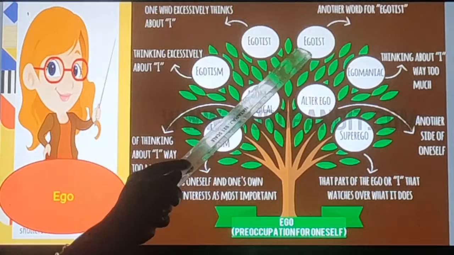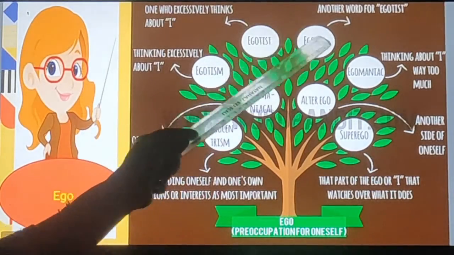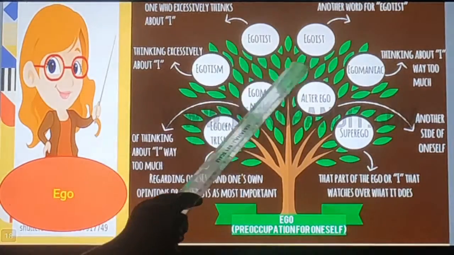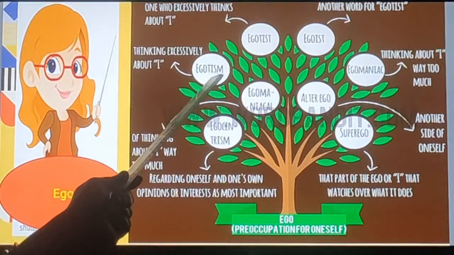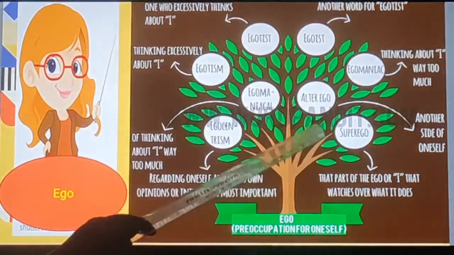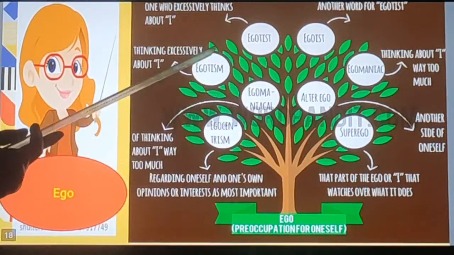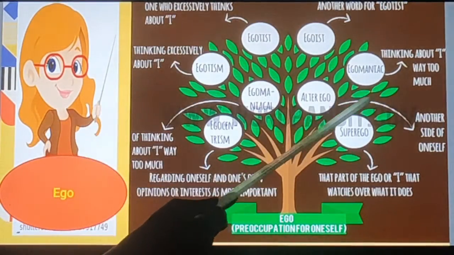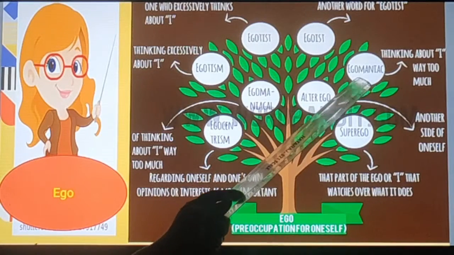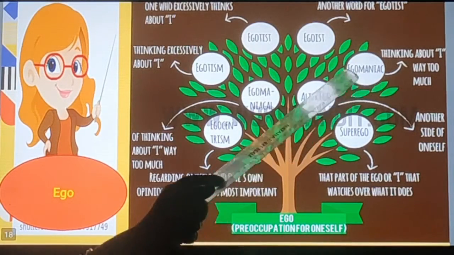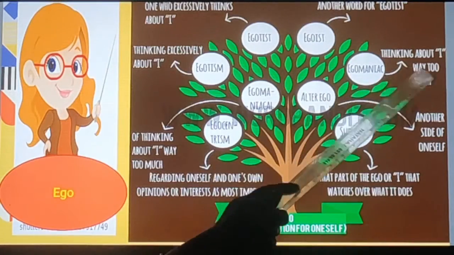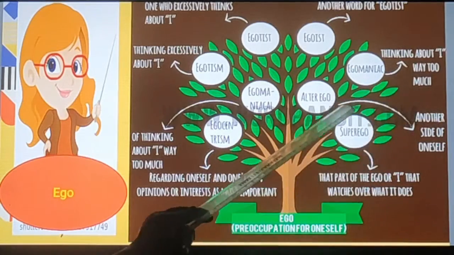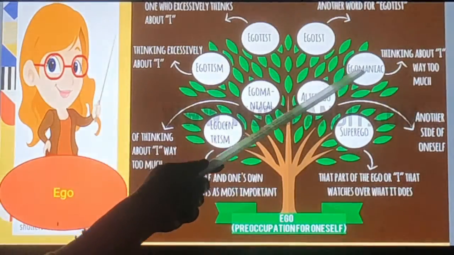Next look at this. Egoist. Egoist is another word for egotist. Okay, egotism, egotist and egoist, these three explain one meaning. And next, egomaniac. Egomaniac means thinking about I way too much. That is called the egomaniac.